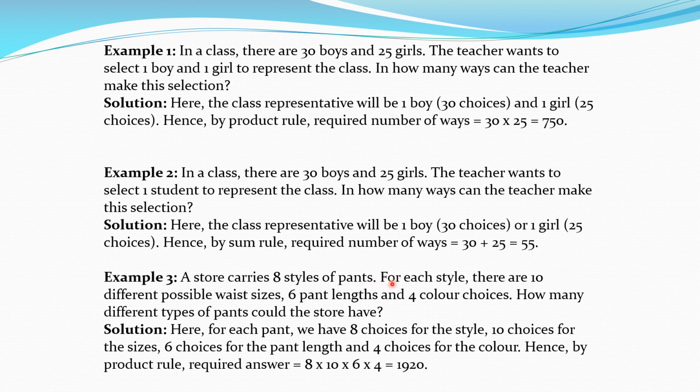Now third example, a store carries 8 styles of pants. For each style there are 10 different possible waist sizes, 6 pant lengths and 4 color choices. How many different types of pants could the store have? Now see, for each style there are 10 different waist sizes, 6 pant lengths and 4 color choices. So here again we have to use multiplication principle or product rule. So the answer is 8 into 10 into 6 into 4, that is 1920.